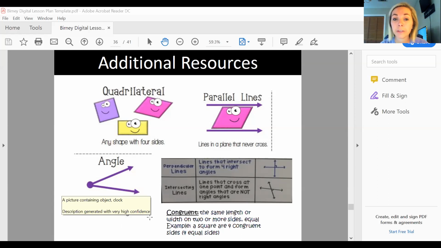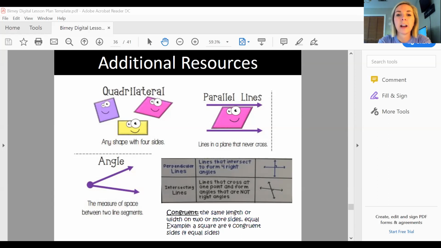A rectangle, if you remember talking, has 2 pair of congruent sides. So on a rectangle, these 2 sides are the same length, and these 2 sides are the same length. So congruent means the same length or width on 2 or more sides. For example, a square or a rectangle. So those are just some vocabulary words you might see on our lesson today or on the sheets that you're working on. All right, so here is our PowerPoint.